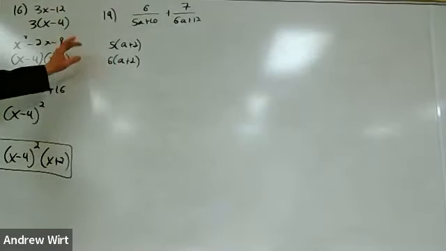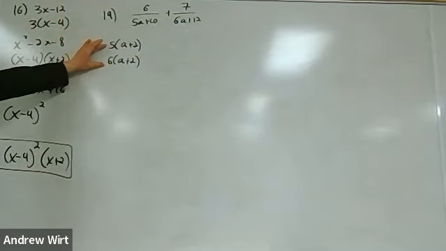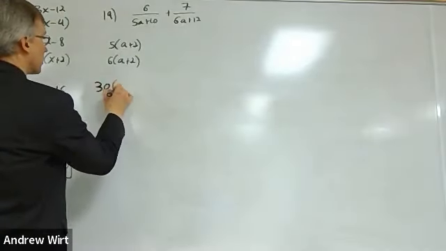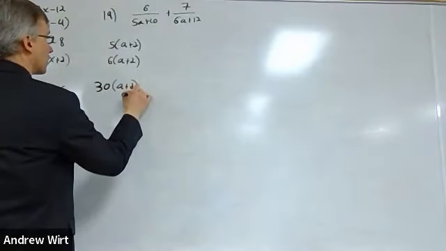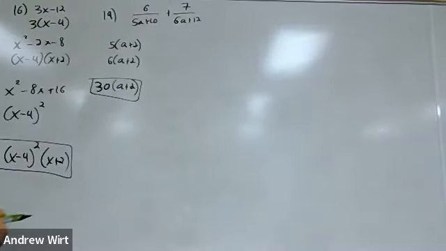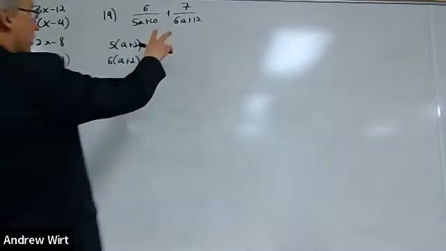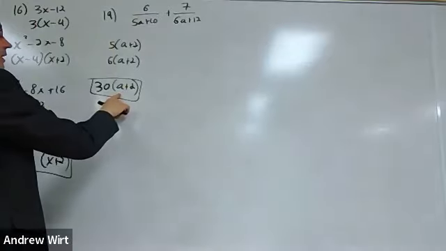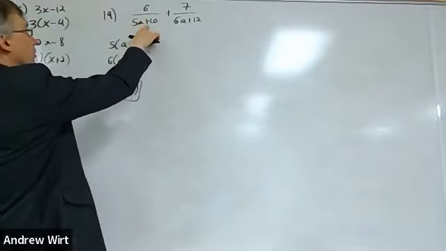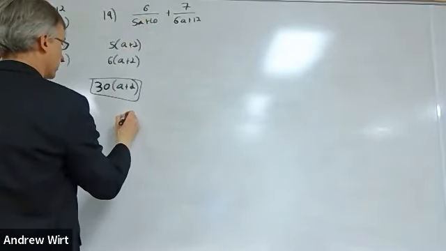All right, now we have to look at our two numbers here and find the least common multiple of 5 and 6. That's going to be 30. And we have just the one unique binomial. So our least common denominator is going to be 30 times a plus 2. So that means we need to transform both of these fractions to have this denominator. So I'm going to rewrite them with the factored form of the denominator.